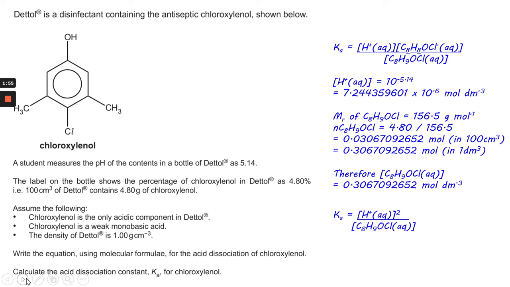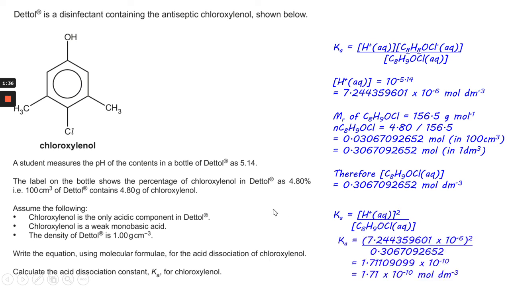So simplifying the Ka expression, we don't have to worry too much about the number of moles of our conjugate base, because remember, the conjugate base and the H plus ions are made in equimolar quantities because it's a monobasic acid. So therefore H plus squared can substitute in instead in the numerator. So what we can do is square the value for H plus that we've got, and we can insert the value for C8H9OCl, which we worked out up here. So one divided by the other gives us 1.71 times 10 to the minus 10 moles per decimeter cubed.